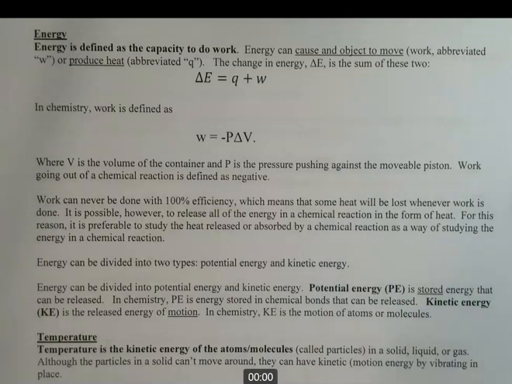So that's the answer to question number one: explain what potential and kinetic energy are in terms of a chemical reaction. And we also answered question number 3: why is it preferable to study heat rather than work as a way of understanding the energy of a chemical reaction? Because we can isolate heat. If we don't allow any work to be done, then all of the energy coming out of a chemical reaction is going to be in the form of heat. So we can directly measure how much energy is in that chemical reaction.